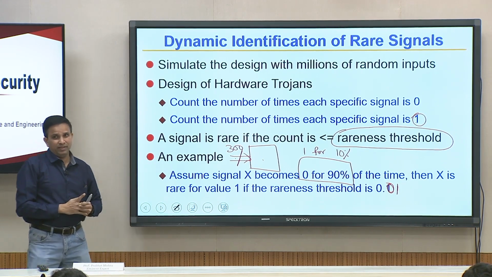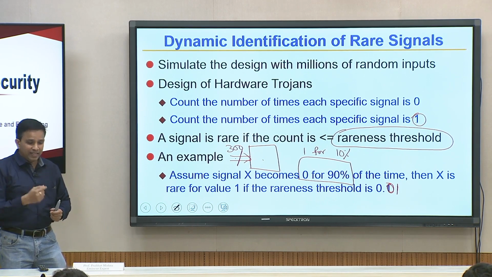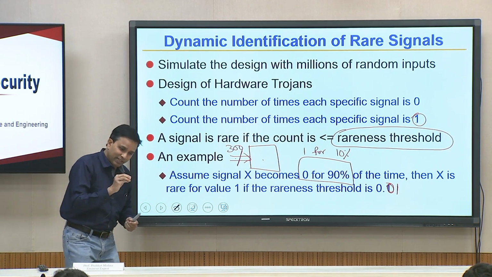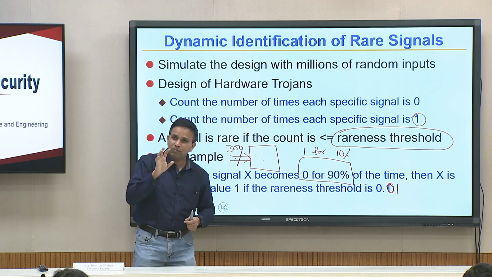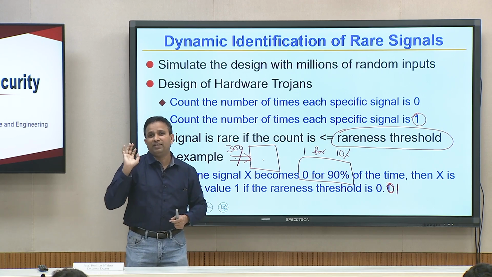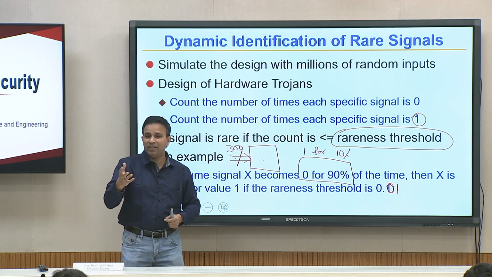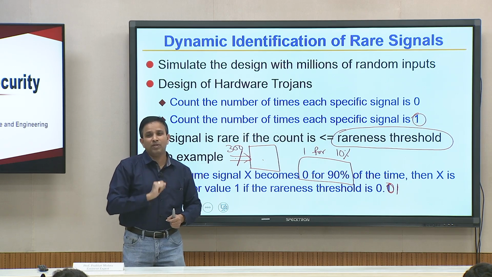Any question? So that is why we are computing rareness of the signal. The key idea is if I insert a Trojan, during normal verification time in the company nobody will be able to detect it. If your company runs 1 trillion test cases, that should not be able to activate it.